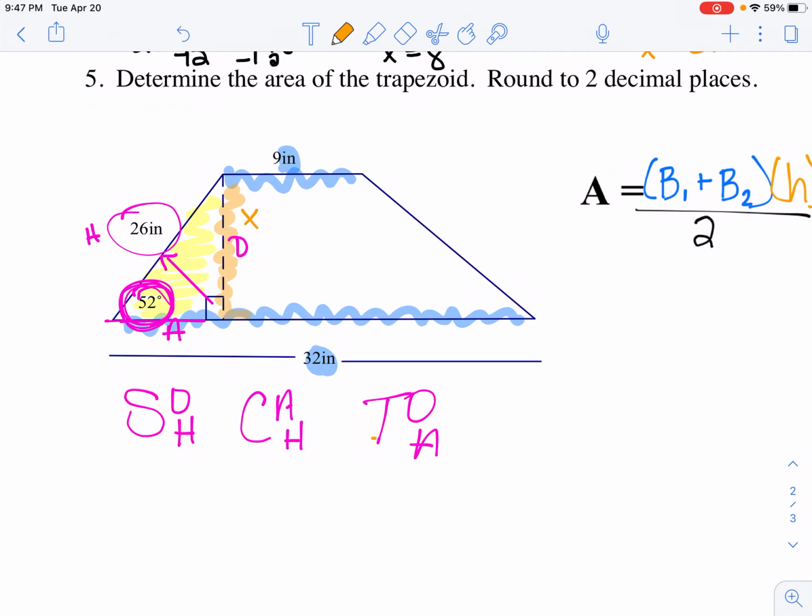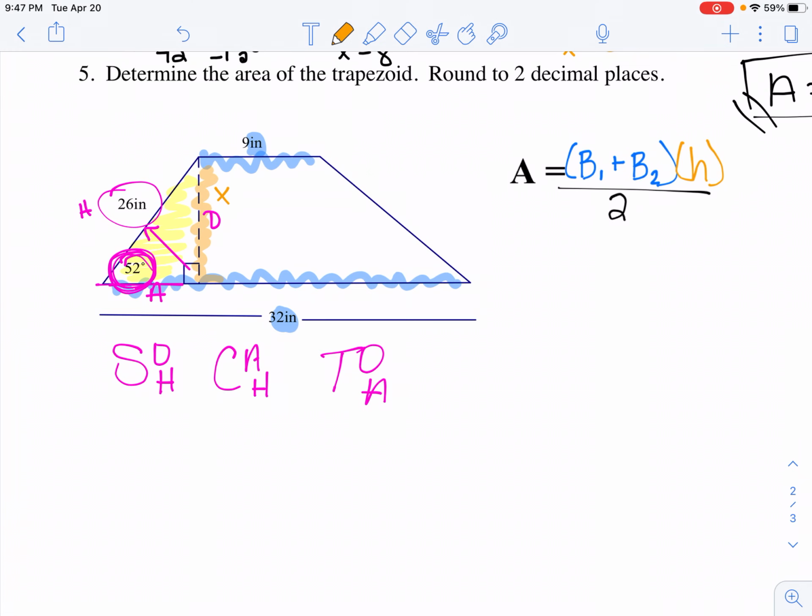After looking at it, we notice we have our opposite side and our hypotenuse. So that's going to lead us to our sine. When we set up our proportion to solve, it's always the trig function of the angle. So sine of 52 over 1 is going to equal the opposite, which is our unknown, over our hypotenuse, which is 26.